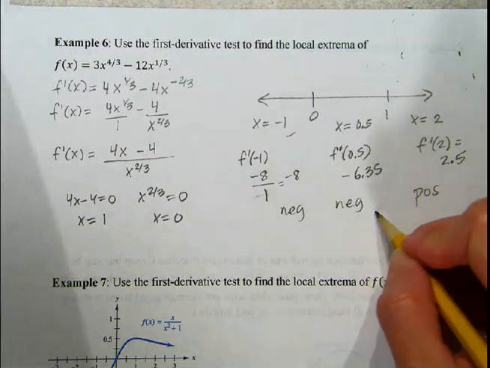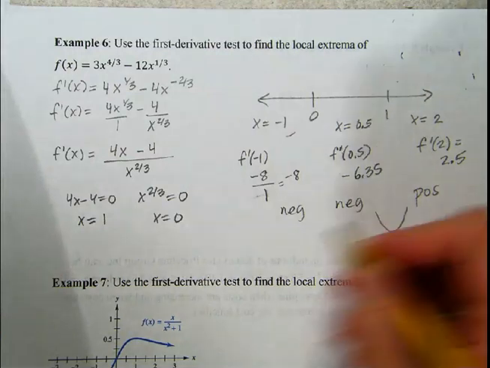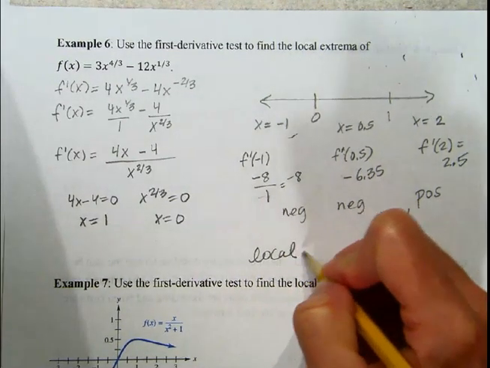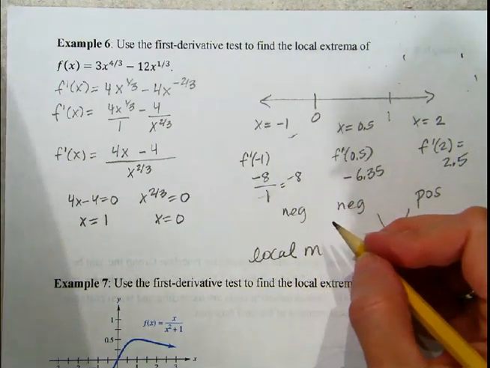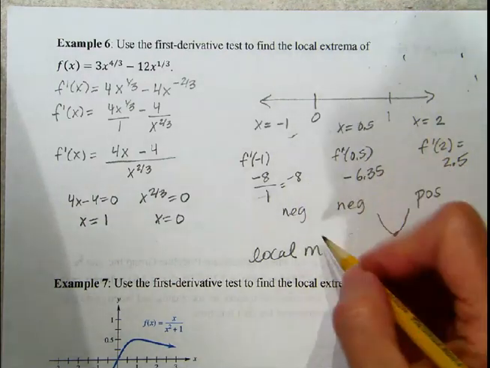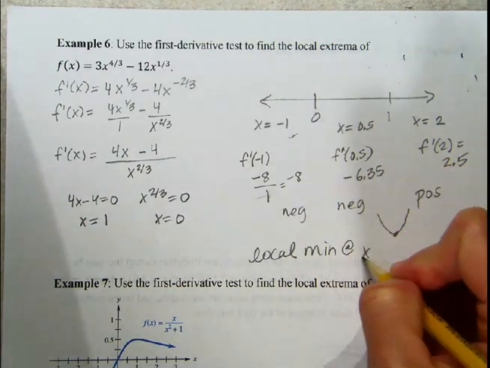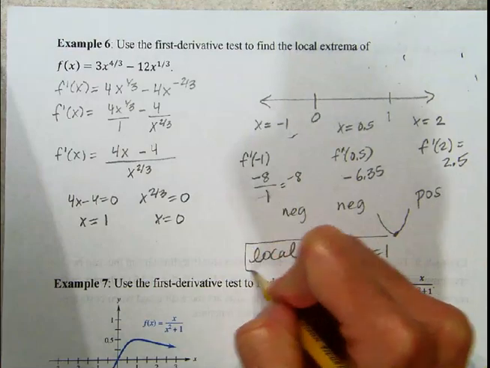So if I'm going from a negative to a positive, this is a local max. I'm sorry, local min at x equal to 1.